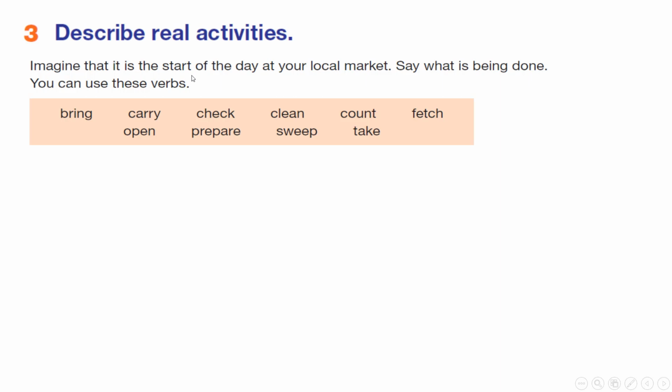Imagine that it is the start of the day at your local market. Say what is being done.